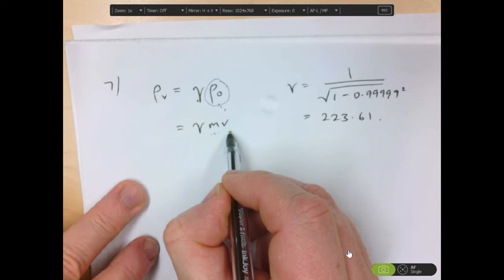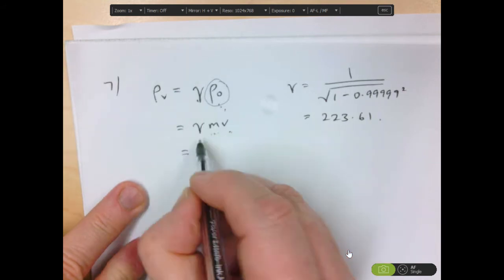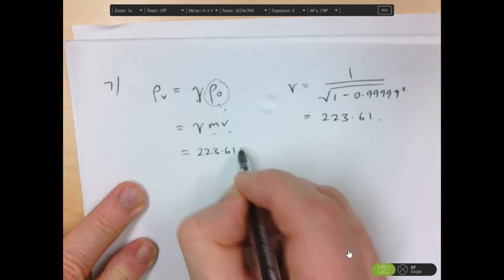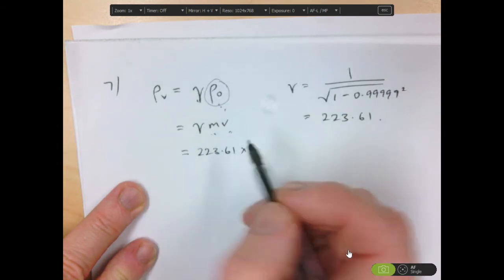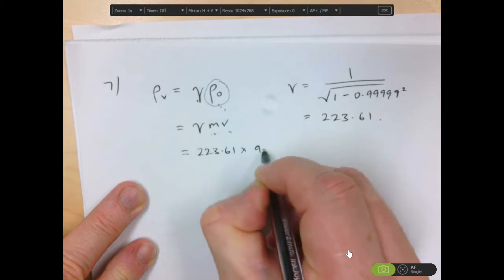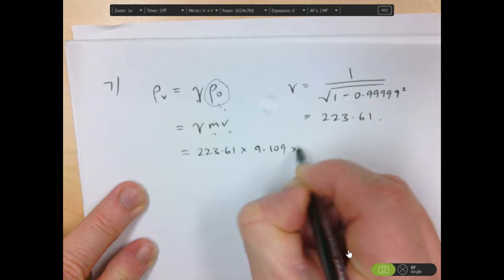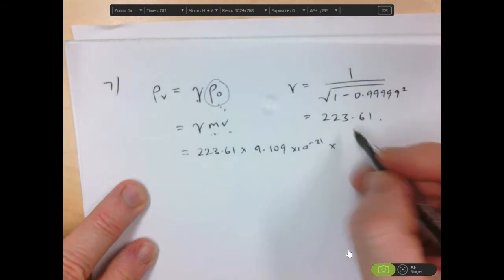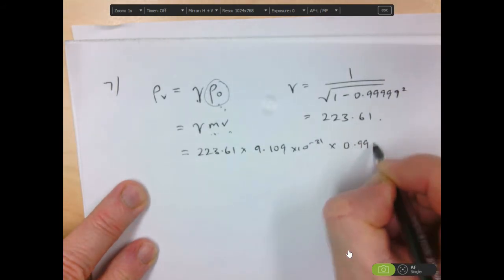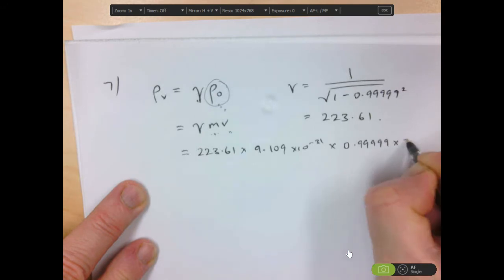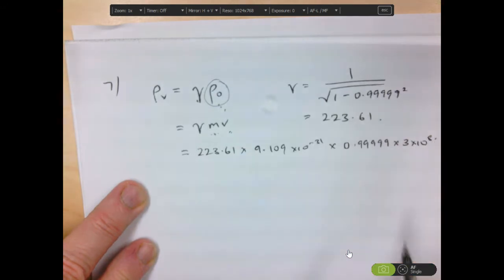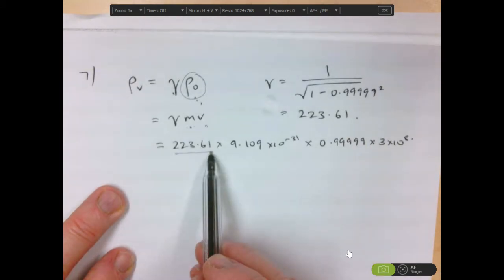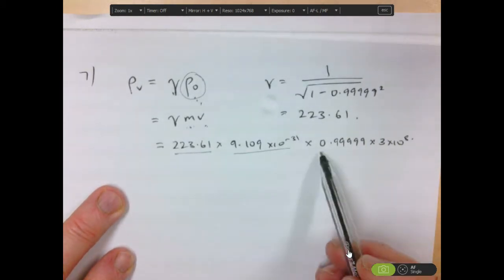the velocity there. Okay, so this will be 223.61 multiplied by the mass of the electron, which is 9.109 by 10 to the minus 31, multiplied by the velocity of this electron. Now this electron is 0.99999 times the speed of light. Okay, so let's just unpack this expression here. So there is the gamma factor. That's the mass, and this is the velocity.